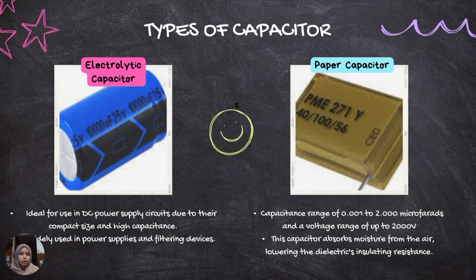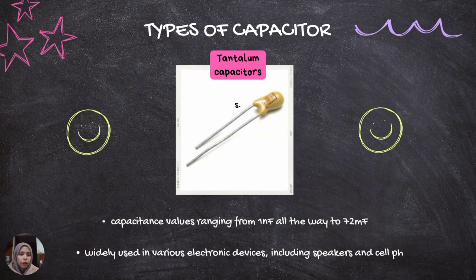So the last one is tantalum capacitors. The capacitance values range from 1 nanofarad all the way to 72 microfarads, widely used in various electronic devices, including speakers and cell phones.